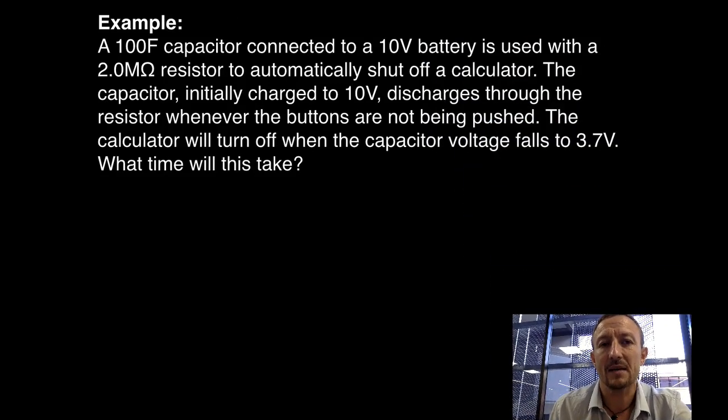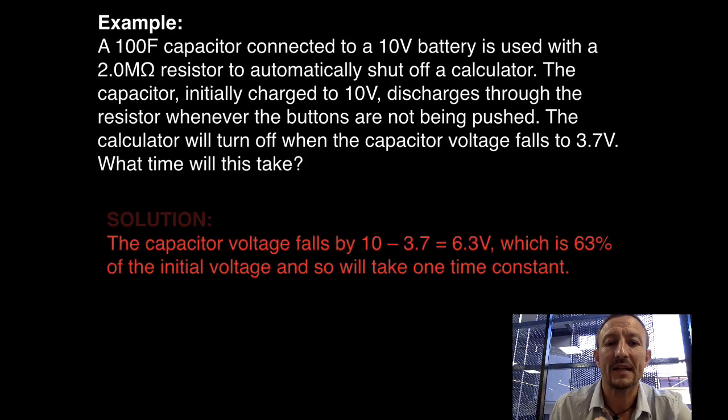So here's an example as to how we can use this. We've got a 100 farad capacitor connected to a 10 volt battery and used with a 2 mega ohm resistor to automatically shut off a calculator. The capacitor, when initially charged to 10 volts, discharges through the resistor whenever the buttons are not being pushed. The calculator will turn off when the capacitor voltage falls to 3.7 volts. How long will this take?